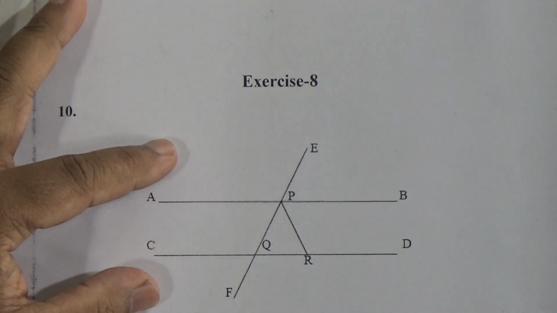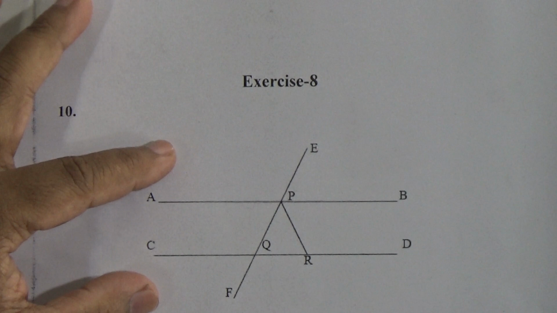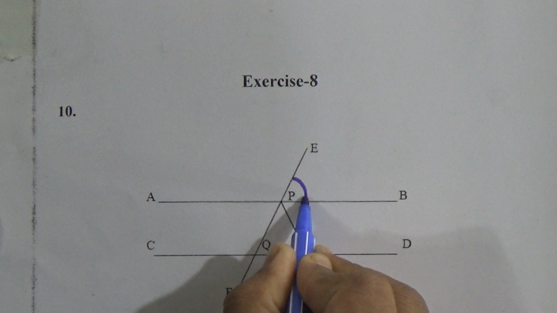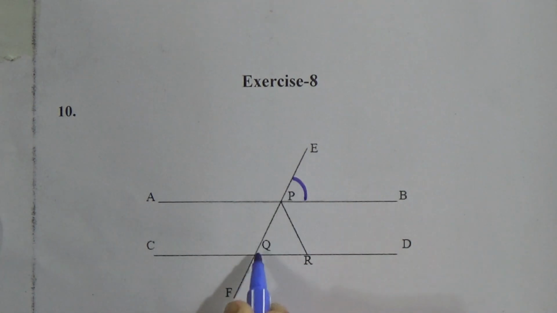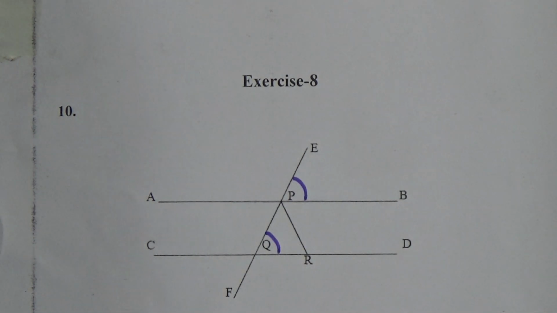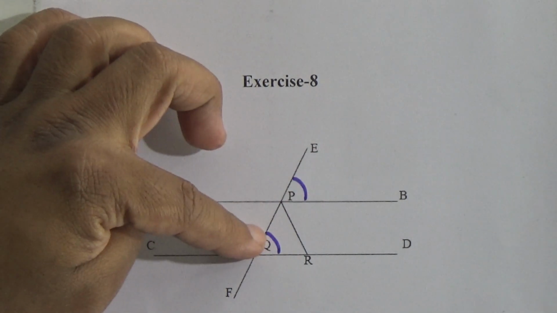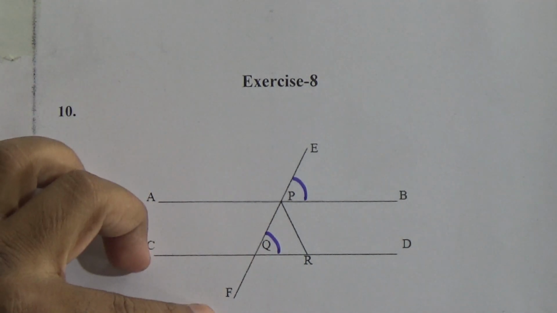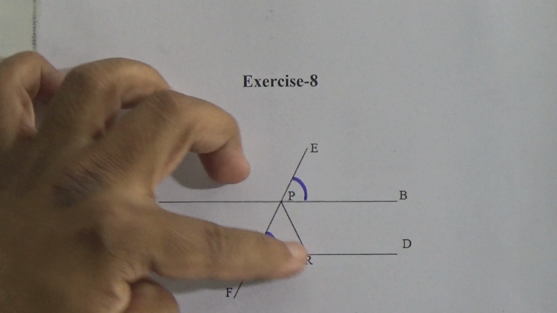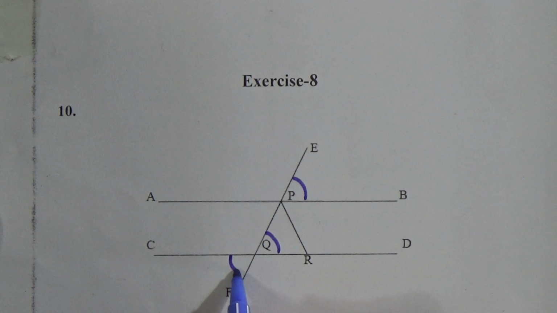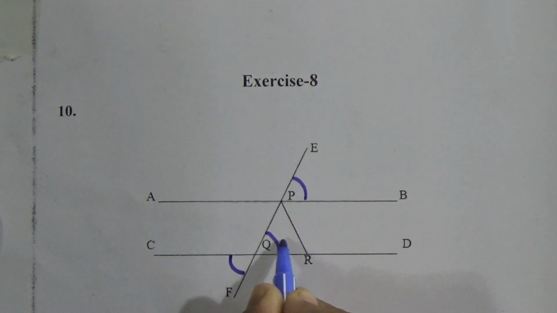Here, the corresponding angles are BPE and PQR. That means these two angles are corresponding angles to each other, so we can say that these two angles are equal. Like that, we can also say that the angle CQF equals the angle PQR, because this angle at Q and its opposite angle are vertically opposite angles.